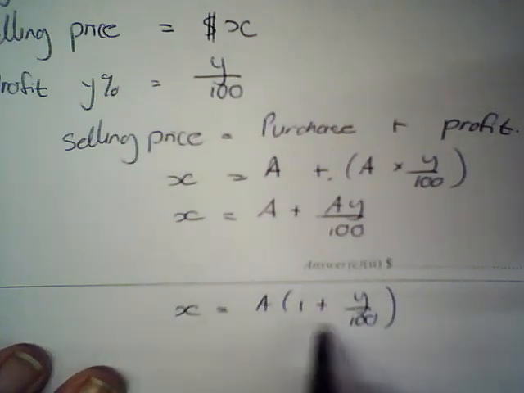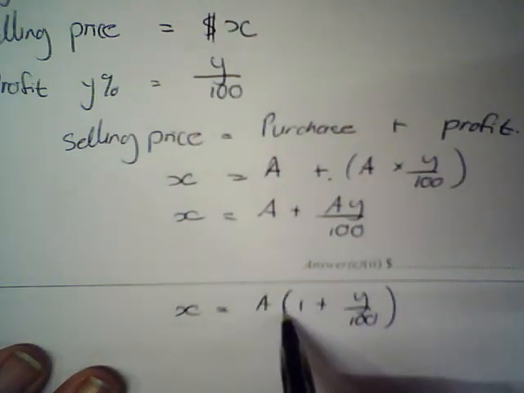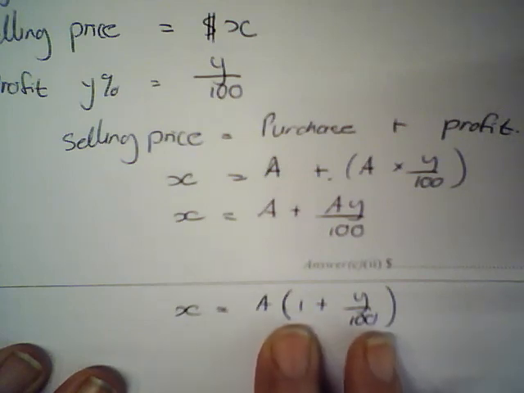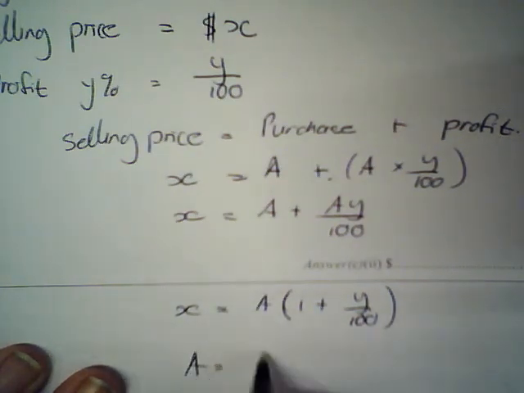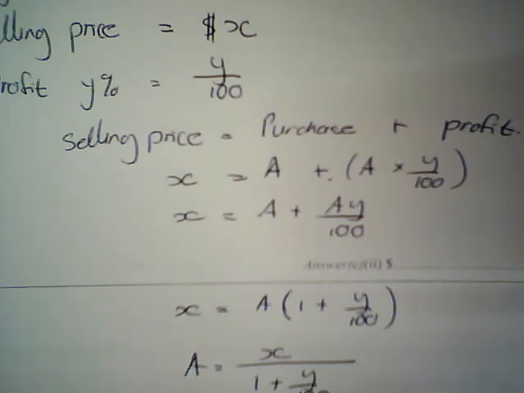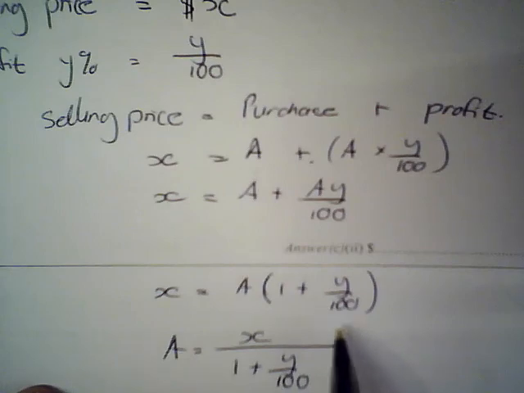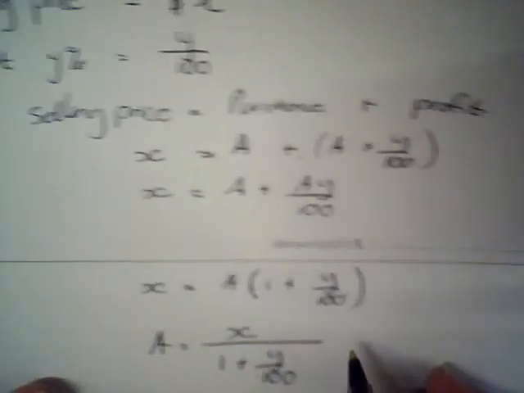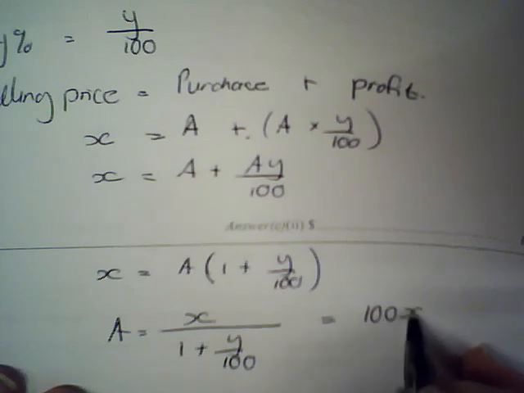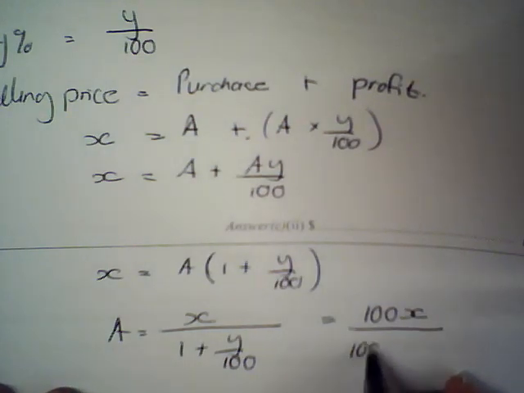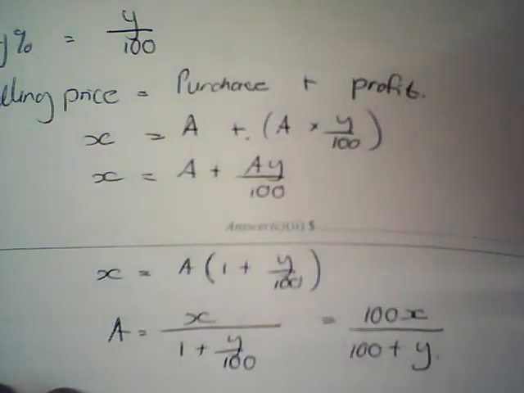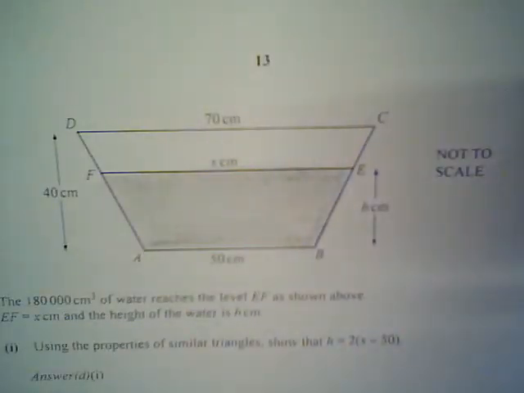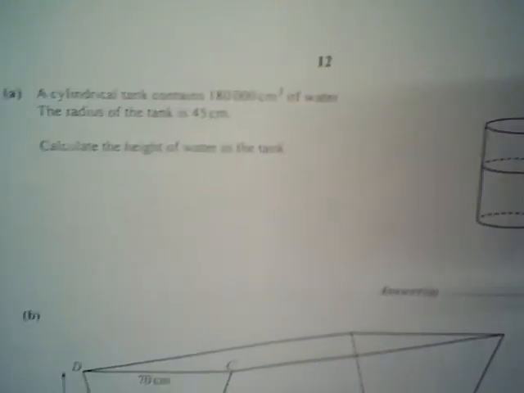And then divide by this term over here, this whole term. So A would be X over 1 plus Y over 100. And what did I do wrong here? Oh, I didn't simplify so nicely, okay? I could have multiplied by 100 here, and that would give me 100x over 100 plus y. Both those statements are equivalent to one another, okay? Good, so that concludes that question, and we can move on to question 8, okay?